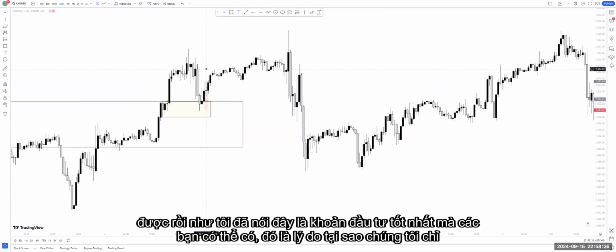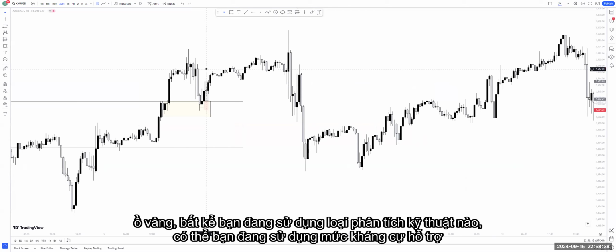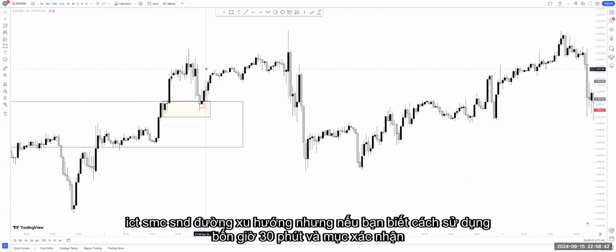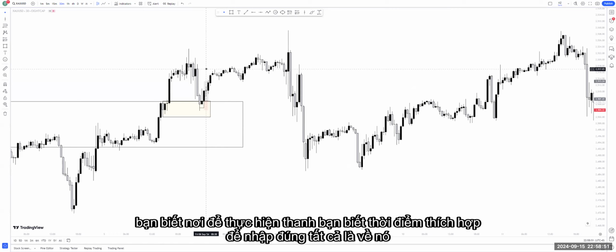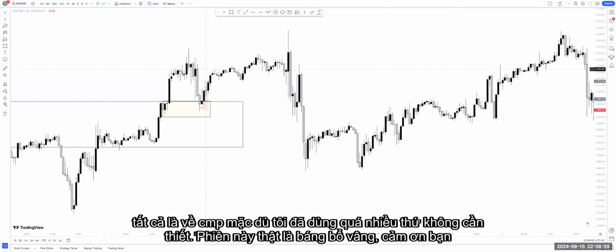No matter what type of technical analysis you're using, maybe you're using support and resistance, ICT, SMC, SND, trend line, if you know how to use 4 hour, 30 minutes and confirmation entry, you know where to execute the buy. You know the right time to enter. Right? It's all about CMP. I've taken so many unnecessary L's. This session is so blessed, bro. Yeah, thank you so much.